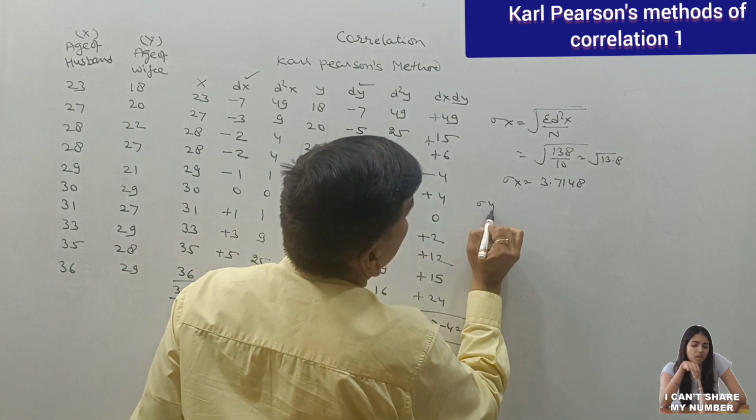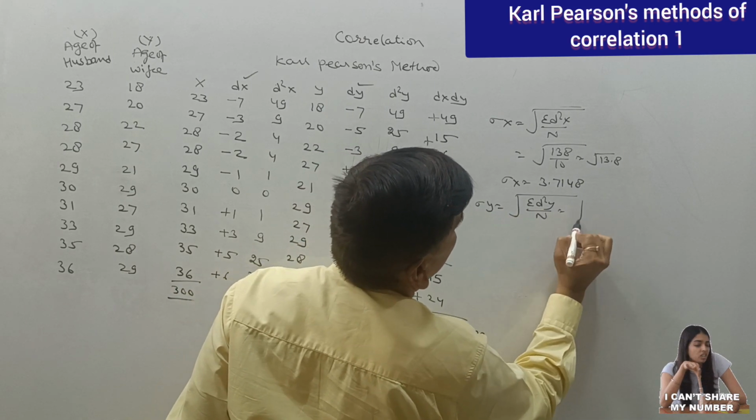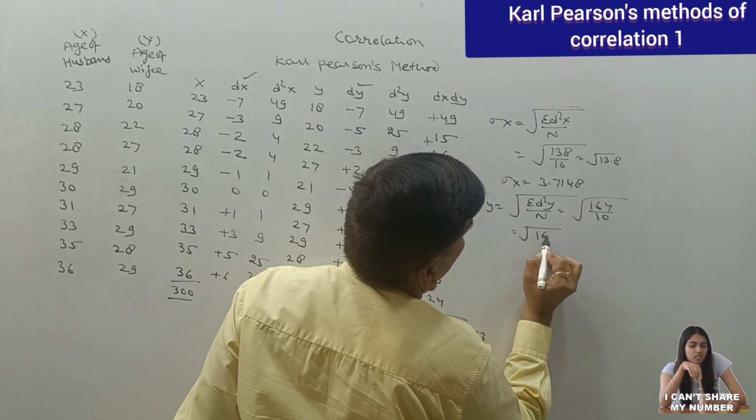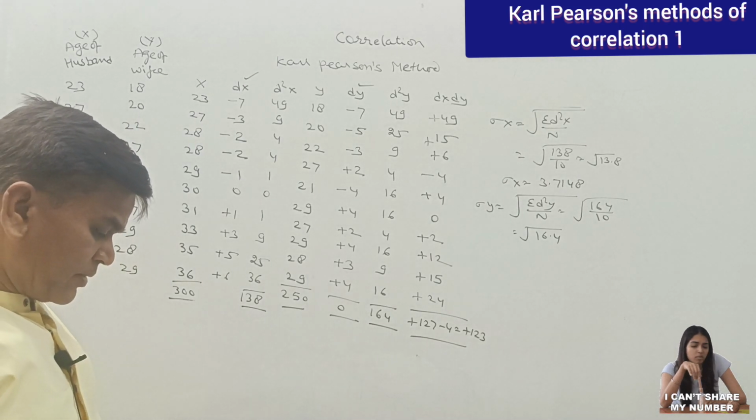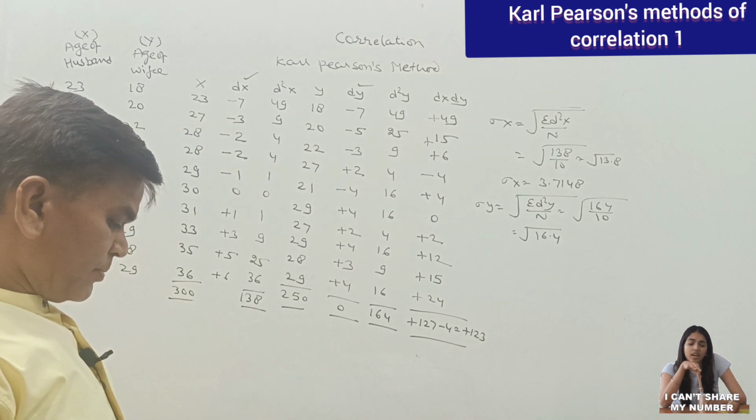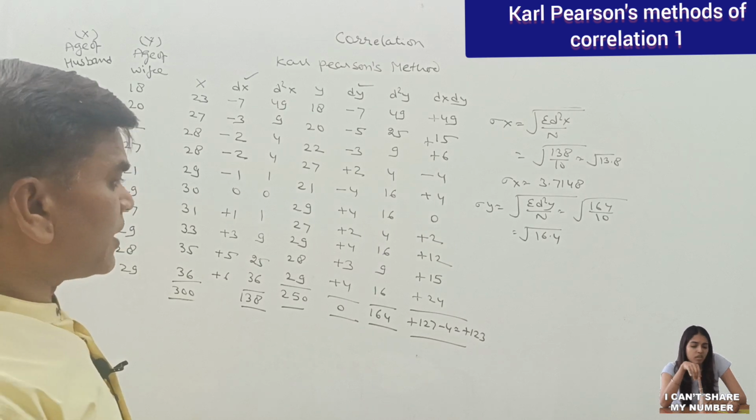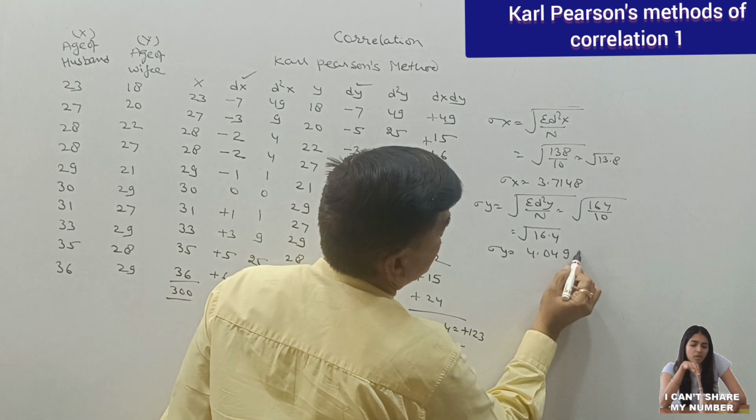Similarly, the standard deviation of y is equal to the square root of sigma d square y divided by n, that is 164 divided by 10, which is 16.4. The square root of 16.4 is 4.0496. So the standard deviation of y is 4.0496.